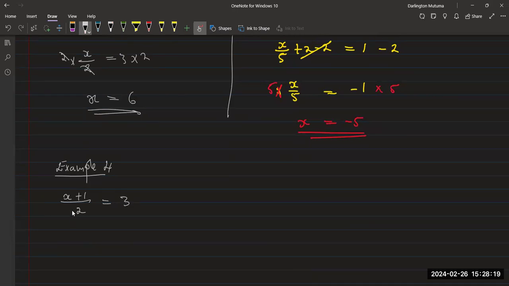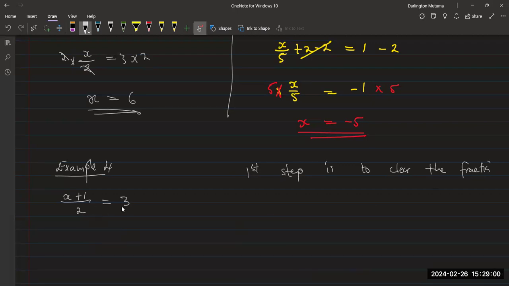X plus 1 divided by 2 is equivalent to 3. How will you deal with this? X is attached by plus 1 and then by division. So you can see that the first thing you can do is to reverse the division, because whenever you're dealing with a fractional equation, the first step is to clear the fraction altogether. How will you clear the fraction?